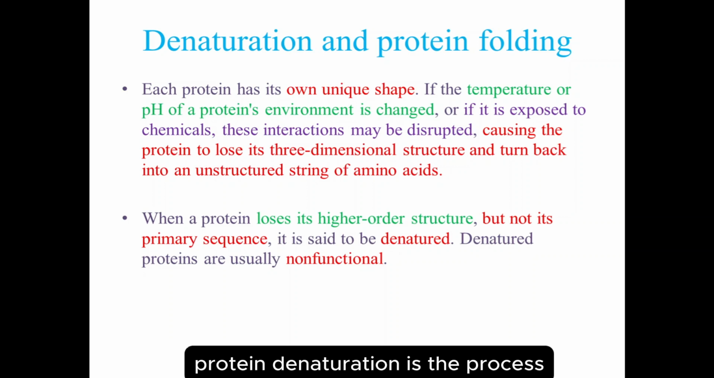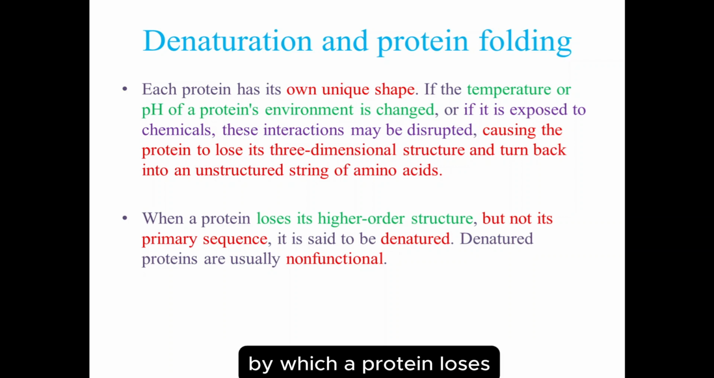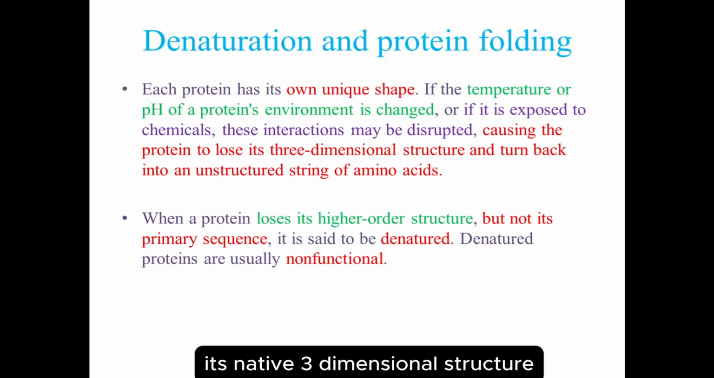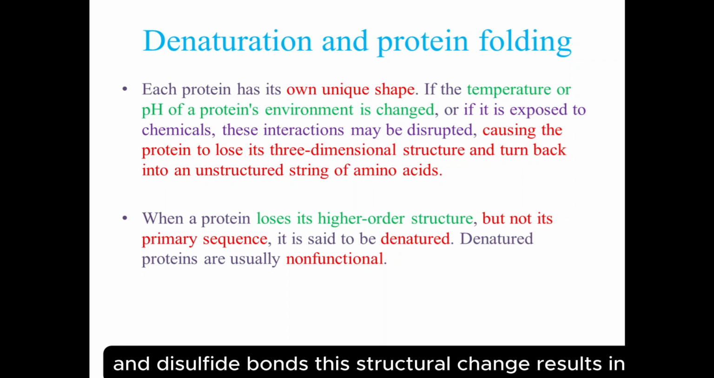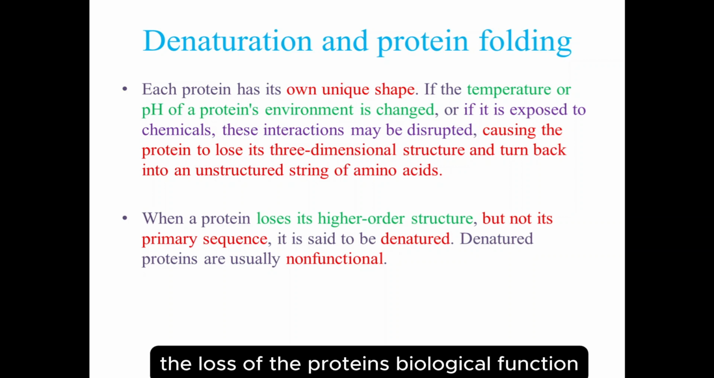Protein denaturation is the process by which a protein loses its native 3-dimensional structure due to the disruption of non-covalent interactions and disulfide bonds. This structural change results in the loss of the protein's biological function.